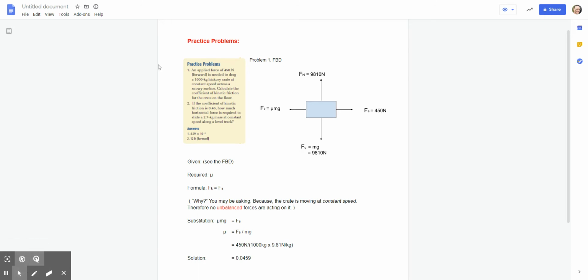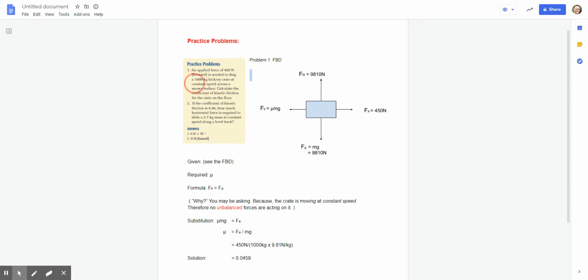All right. So if we read through, an applied force of 450 newtons forward is needed to drag a 1,000 kilogram hickory crate at constant speed across a snowy surface. Calculate the coefficient of friction for the crate on the floor. Apparently there's snow on the floor, I guess. All right, let's have a look at this.